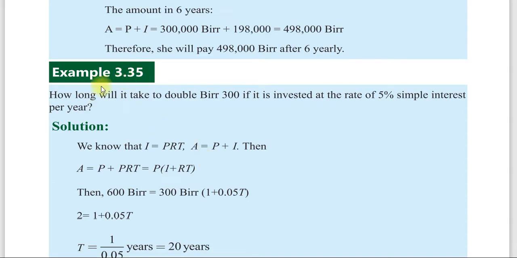Another example, 3.35: how long will it take to double 300 birr if it is invested at the rate of 5% simple interest per year?